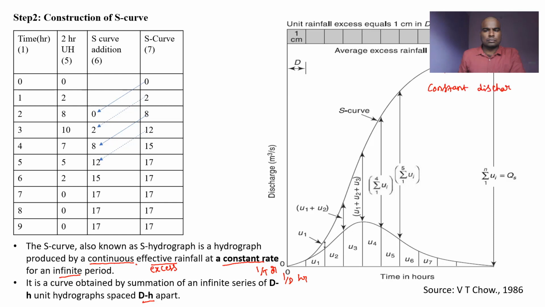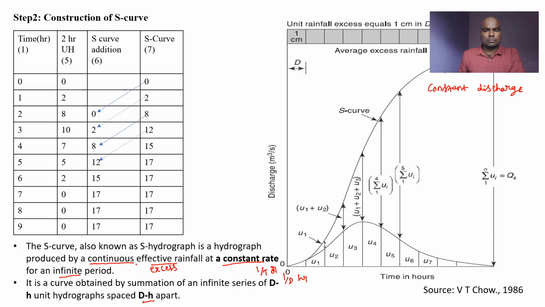So these are all mathematical procedures to get different duration hydrographs. This is not possible in a real-time situation. So these are the mathematical techniques to generate different duration hydrographs from the known hydrograph. Okay.